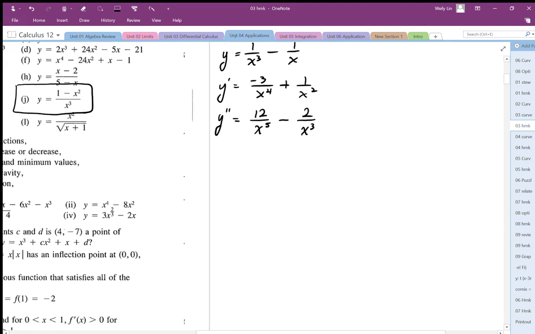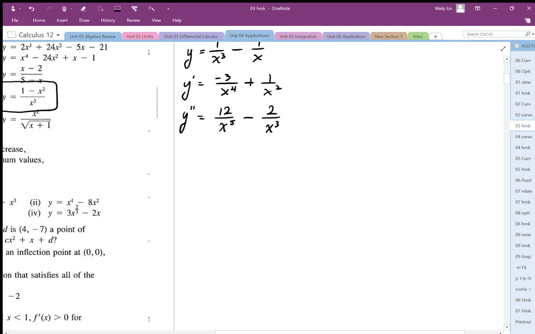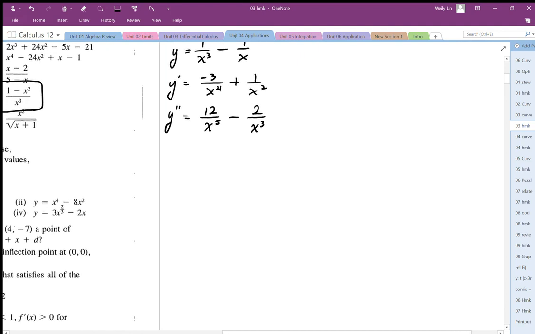So I want to find out where the concavity change occurs. First of all, I know that when I do this problem, I have a restriction of x not equal to 0. So I have to be careful of that. I'm going to have a point that I have to check there. And then I need to solve this equation equal to 0 to check for any 0 concavity points.